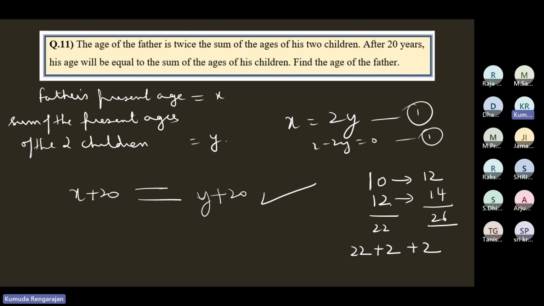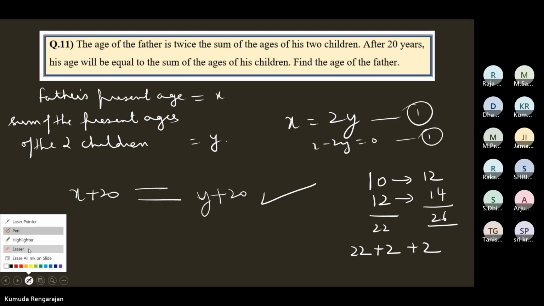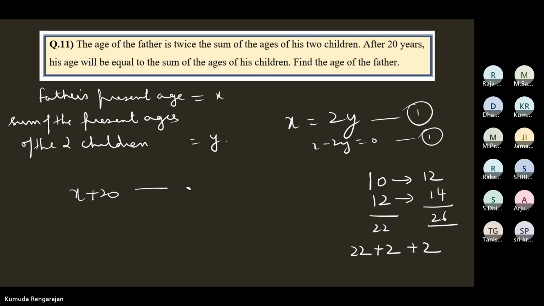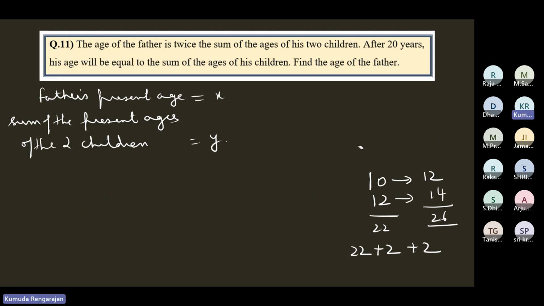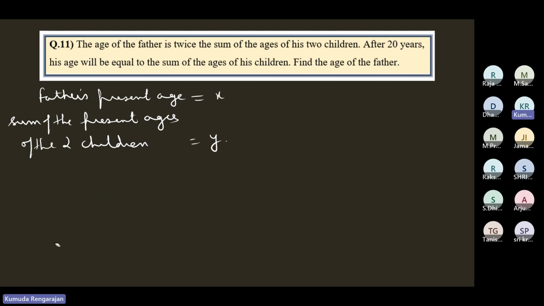So how many siblings are there? For each of them, you should add 2. In the same way, here, there are 2 children. So after 20 years, each of their ages will increase by 20. So that means it will be y plus 40, not y plus 20.